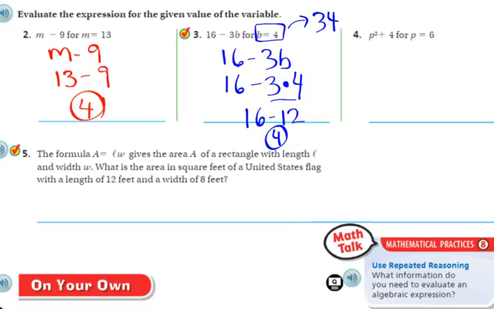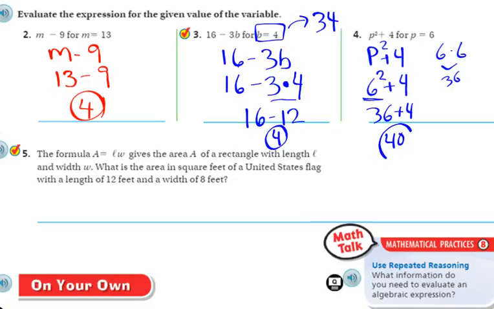All right, so let's try number 4. Go ahead and pause the video here and take a look at the work for question 4. Thank you. All right, take a peek at what I have here. I substituted in the 6 for p. That's 6 squared plus 4. We're going to take care of the exponent first. And remember, this is 6 times 6. That's going to give me 36. Do not do 6 times 2 for 12, please. 36 plus 4. Final answer here of 40.